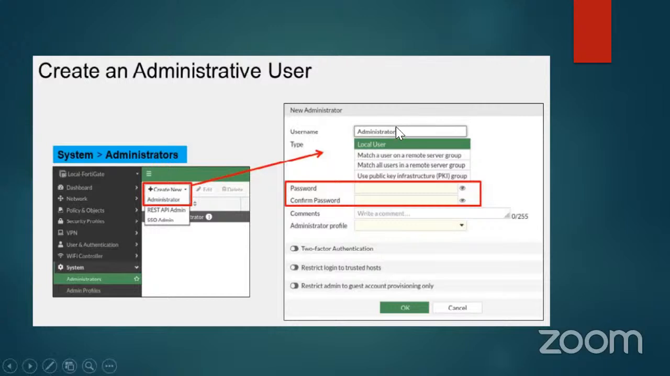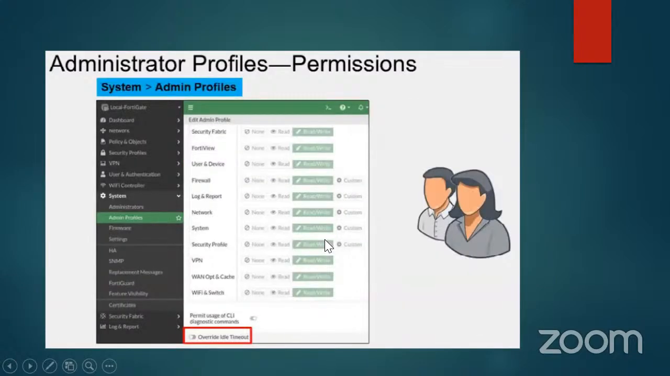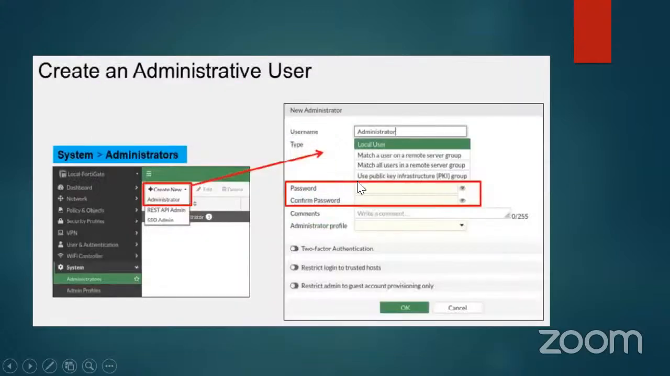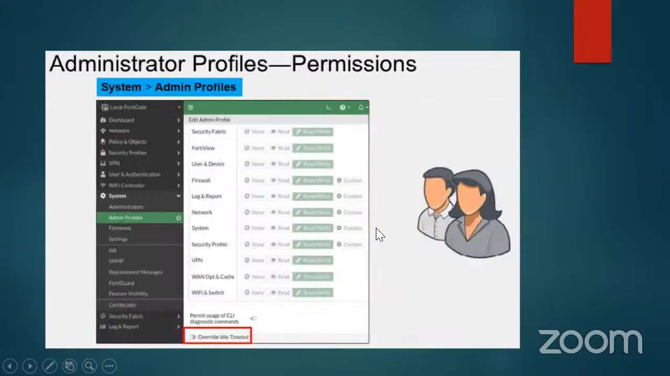Okay. And post doing the administrator, you will have a local user. You'll set a password for him. And then you have other options which you can enable. Two-factor authentication you can enable. You can enable trusted host. Okay. What are these? I'll tell you. Before that, you'll understand what kind of admin profile you are creating for your user, and then you will be giving your user that administrative profile. Okay. So there are around three types of users.